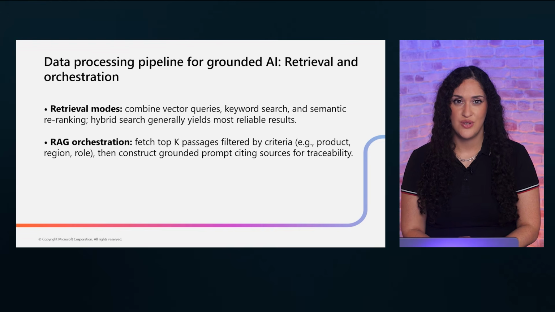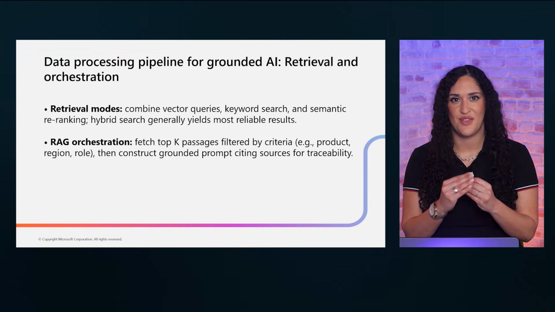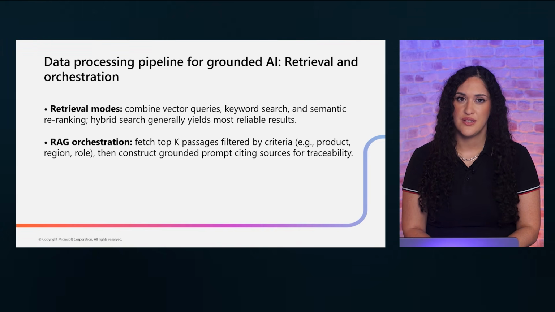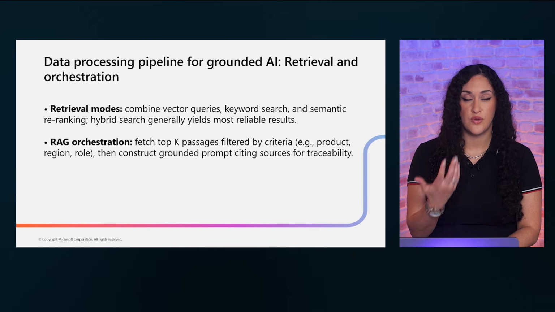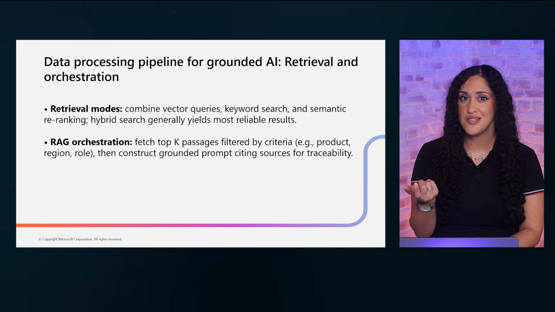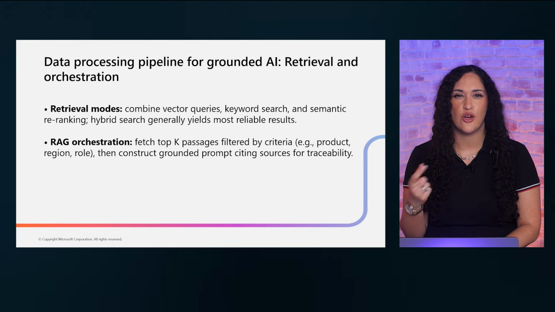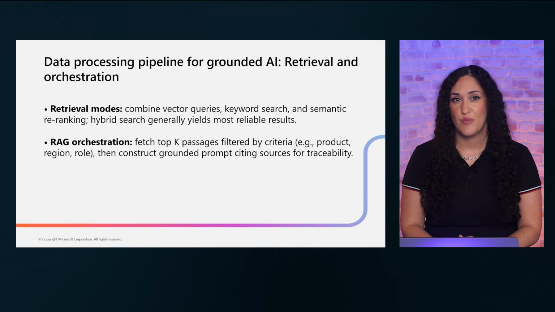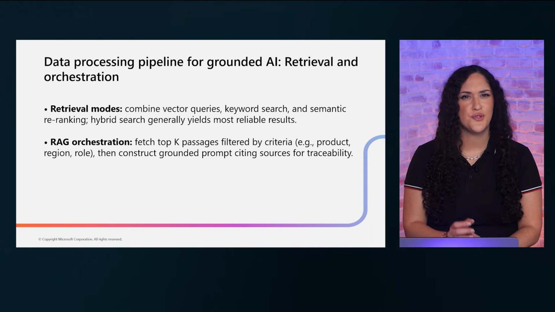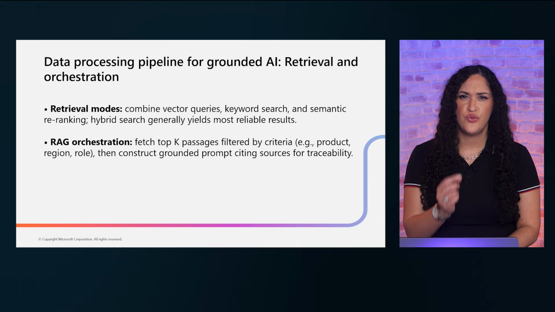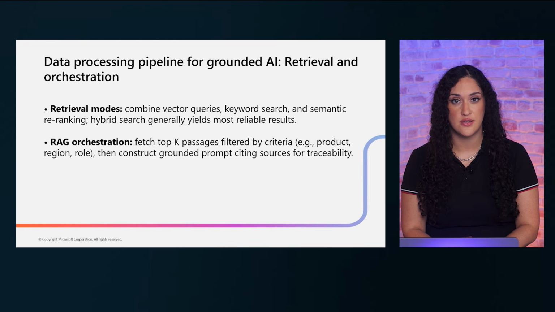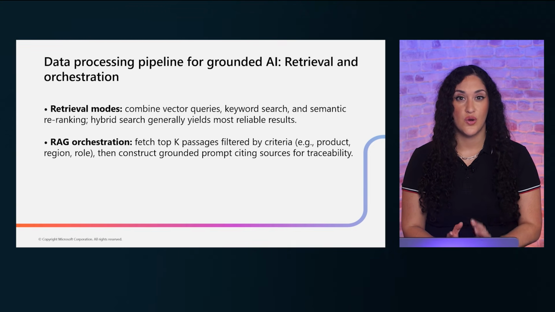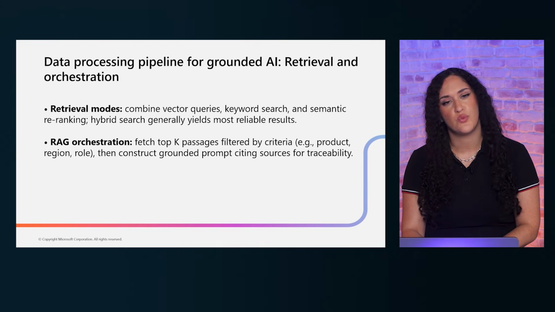Retrieval and orchestration bring the grounding pipeline together. Combine vector queries, keyword search, and semantic re-ranking for the most reliable results. Make sure you construct grounded prompts that cite their sources, enabling auditability and compliance traceability. The best practice here is to tune your top K carefully. Too few results miss context, too many introduce noise and increase costs. Finding that balance requires testing with real queries from real users.